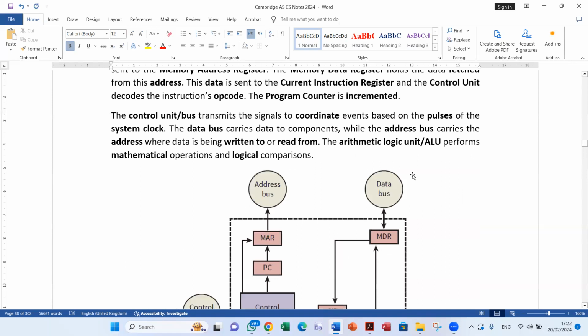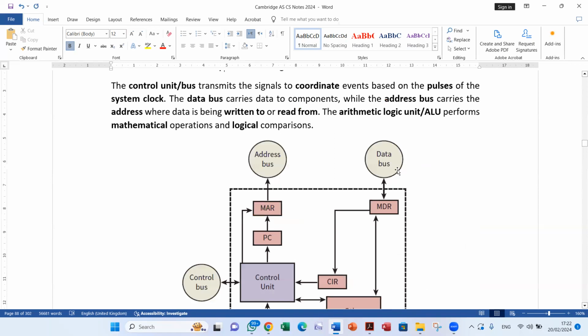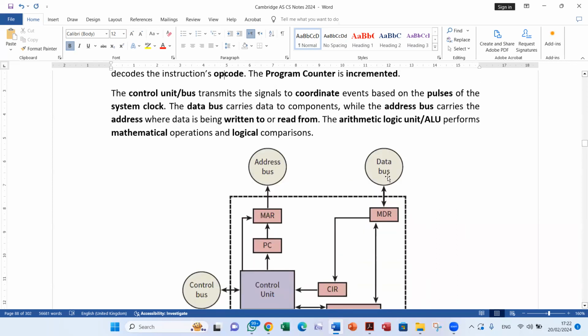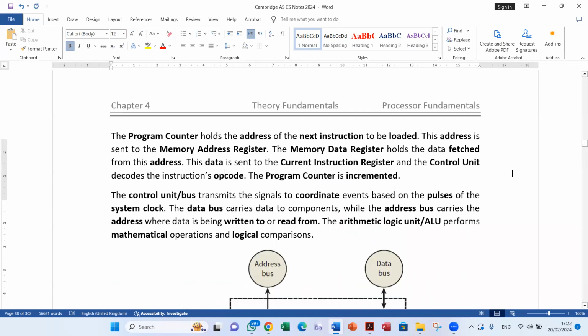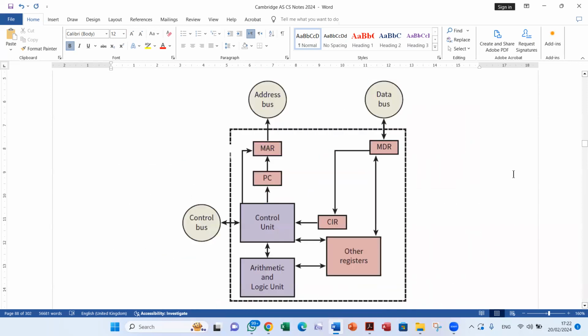The data bus carries data to components, while the address bus carries addresses where this data is being written to or read from. It is very simple. The address bus carries the address. The data bus carries the data. The arithmetic and logic unit, ALU, performs mathematical operations and logical decisions. I think those sentences are quite common.